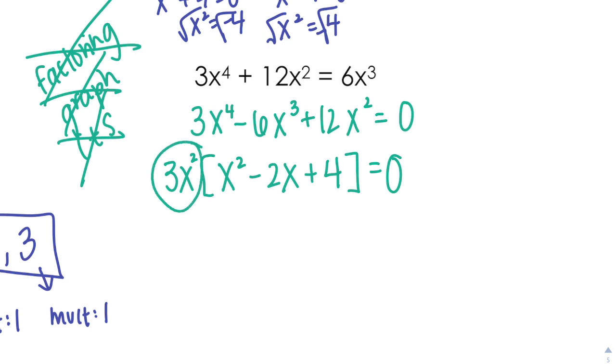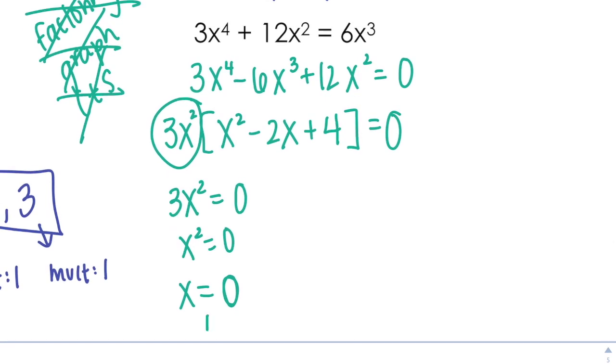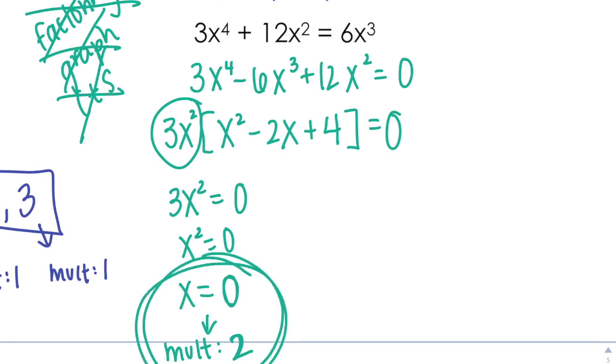So I have 3x squared. I know that could equal 0. Divide both sides by 3, x squared equals 0, square root, x equals 0, with a multiplicity of 2 now, because it was an x squared. But how are you going to solve this? Well, I've got no choice but the song. It doesn't factor. I don't really want to graph it. Completing the square is probably out.